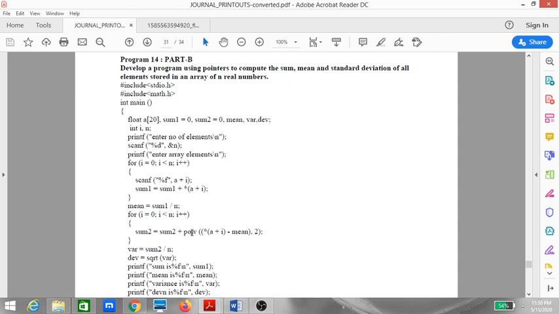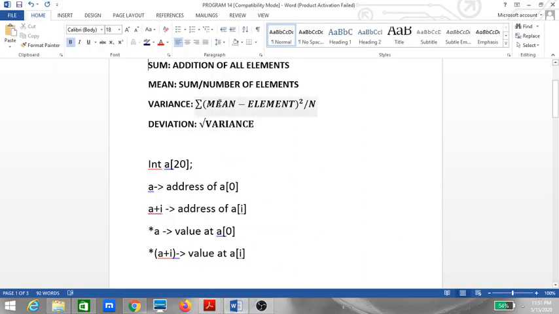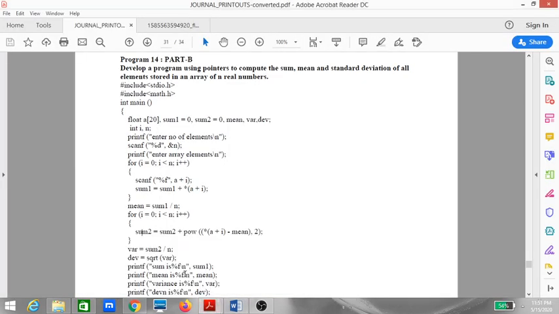Power of, again since we are using power, I need math.h here. Star of a plus I, that means the value at a plus I, minus mean, the whole square, that is raised to 2. If I do this, then I get the numerator part of it, and if I do it for all the elements, I get the sum. So this sum 2 is equal to the numerator that I have written here. Once I get the numerator, all I have to do is divide it by n. That is what we are doing here.